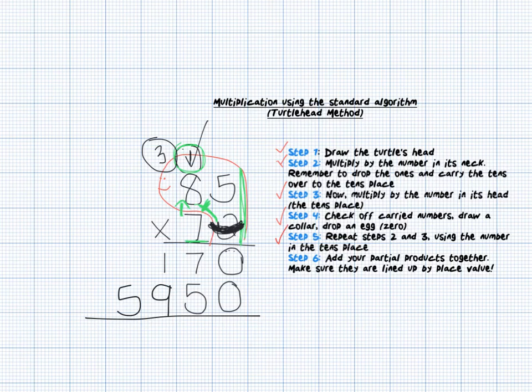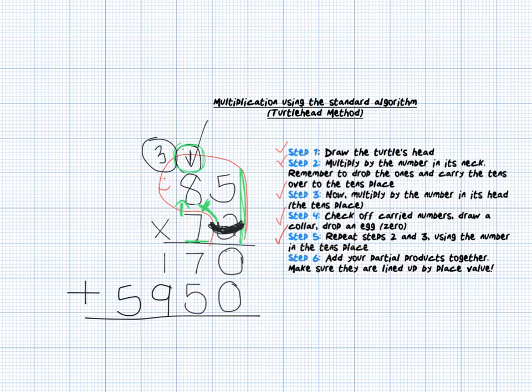Now I'm going to look at step 6, which says that I'm going to add my partial products together. And I want to make sure they're lined up by place value. Using chart paper like this can help you to line them up. Otherwise, you just want to check to make sure your ones are with your ones, your tens are with your tens, etc. So we're going to add these up.